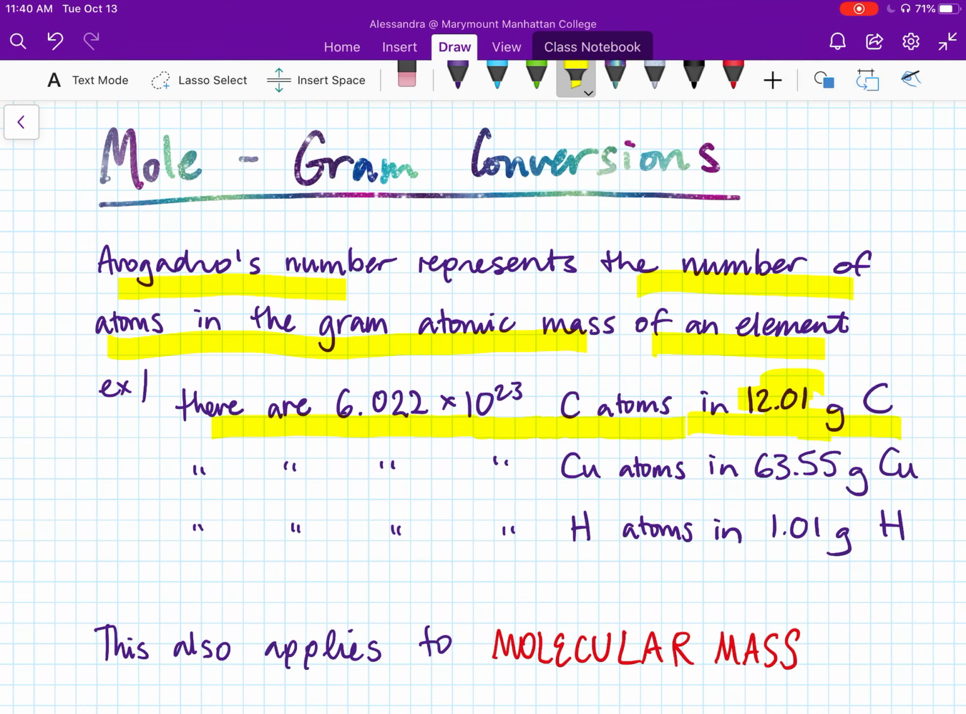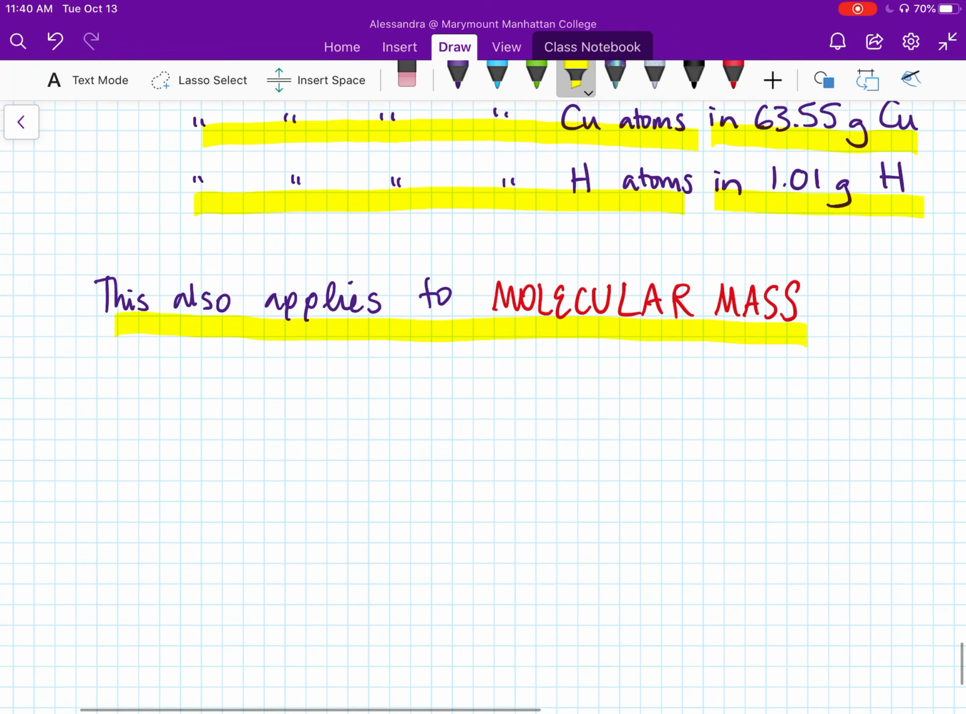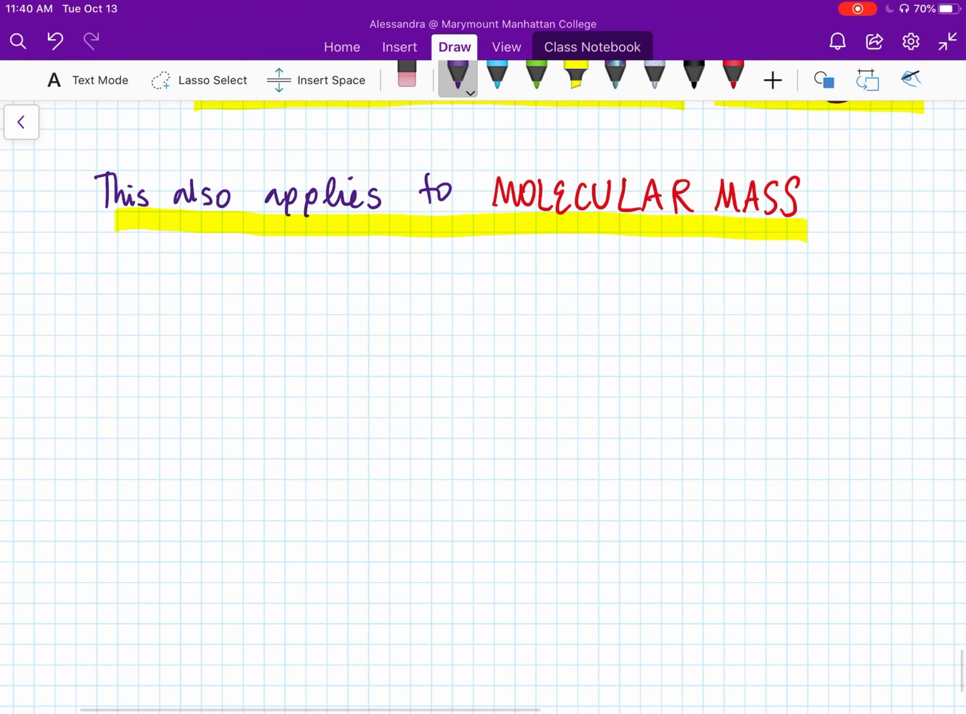We could say that for any element on the periodic table. So there are going to be Avogadro's number of copper atoms in 63.55 grams of copper. That is simply copper's atomic mass from the periodic table. There are going to be Avogadro's number of hydrogen atoms in 1.01 grams of hydrogen. So we can say that for any atom on the periodic table, but the same concept also applies to molecular mass. You recall that we learned how to figure out the molecular mass of a compound.